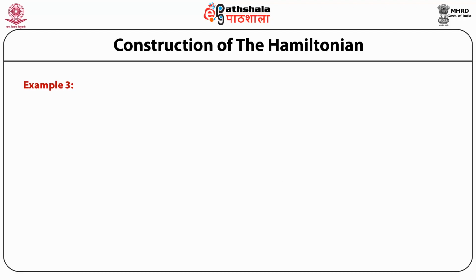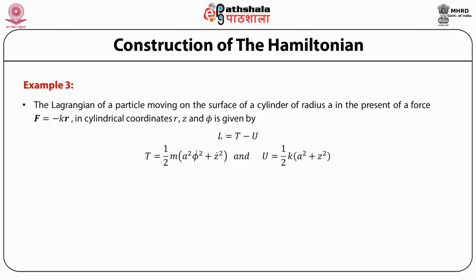As yet another example, let's consider the Lagrangian of a particle moving on the surface of a cylinder of radius a in the presence of a force which is equal to minus k r, that is, a force proportional to the displacement and restoring in nature. Now, since the particle is constrained to move on the surface of a cylinder, it is more convenient to use the cylindrical coordinates r, z and phi.